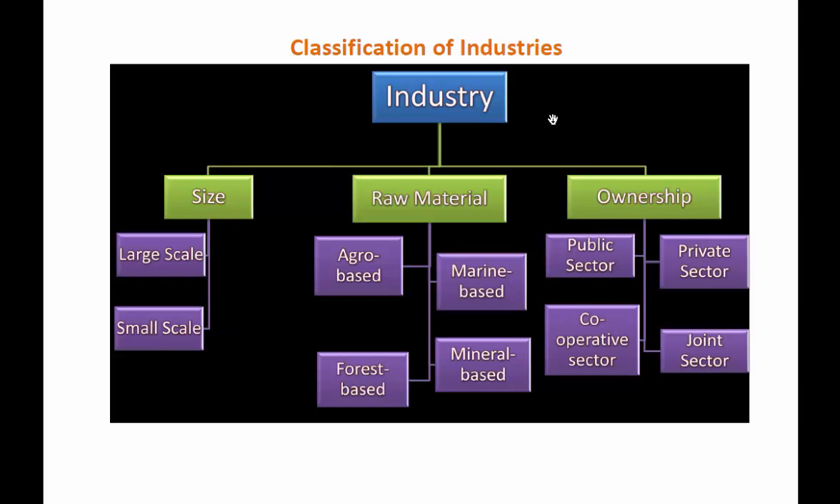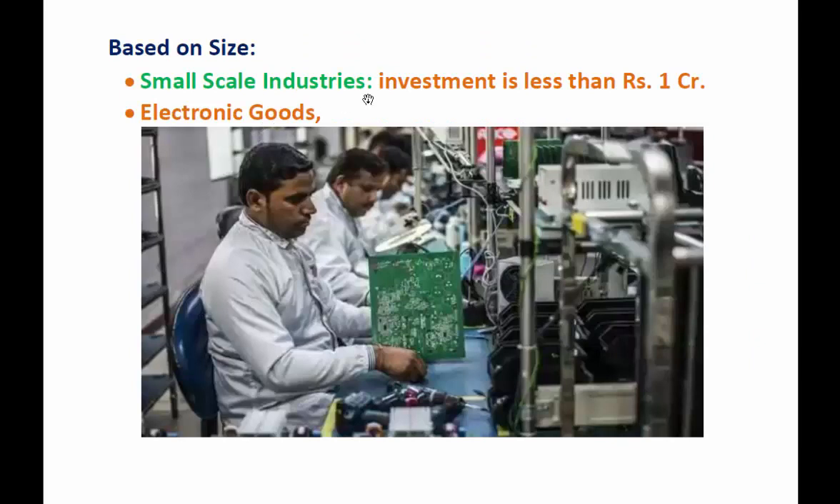All right, let us first see the small scale industry. Small scale industries are the industries whose investment is less than 1 crore rupees. So any industry whose investment is less than 1 crore rupees is in the category of small scale industries. The best example is electronic goods industry, which produces electronic items such as mobile phones, radio, television, smartphone, etc. They are small scale industry.